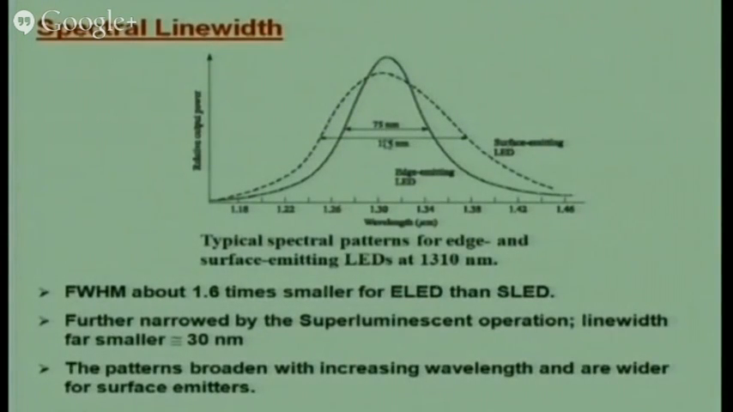So if I look for a slightly more coherent or more confined output in the wavelength domain, then I look for ELEDs, right? And then superluminescent gives me slightly better, which is 30 nanometer. The patterns broaden with increasing wavelength and are wider for surface emitters.